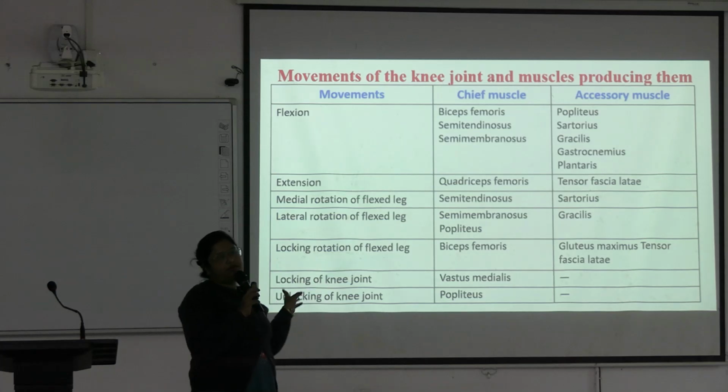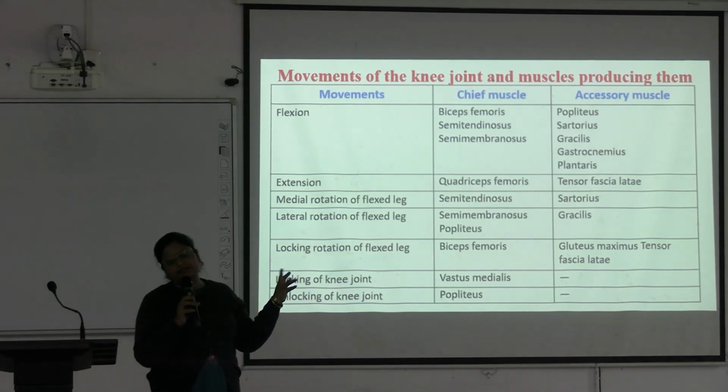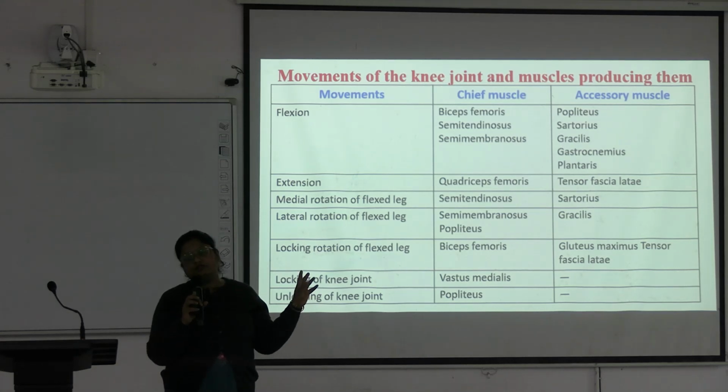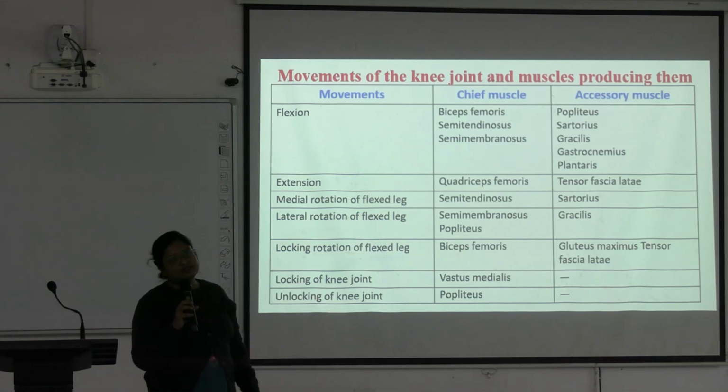So locking and unlocking comes as a part of the long question. Knee joint is very important for the long question. You must know the ligaments, the different movements occurring, and the muscles involved; all these are important.